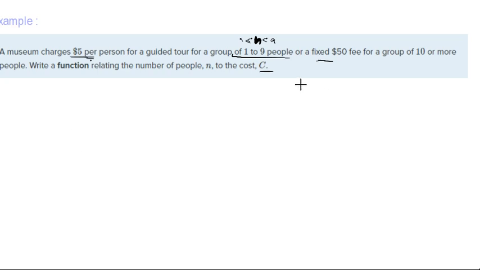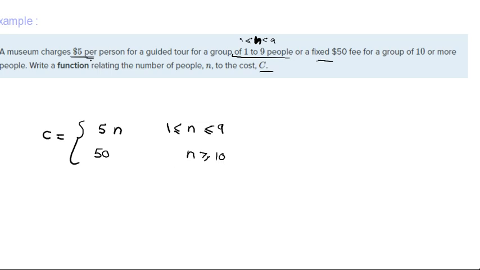So we are going to write the cost as c equals: first, it is $5 per person, 5 multiplied by n, for a group when n is between 1 person and 9, and 1 and 9 are included. And you're going to pay a fixed value of 50 for any group greater than or equal to 10 or more. So this is the function.